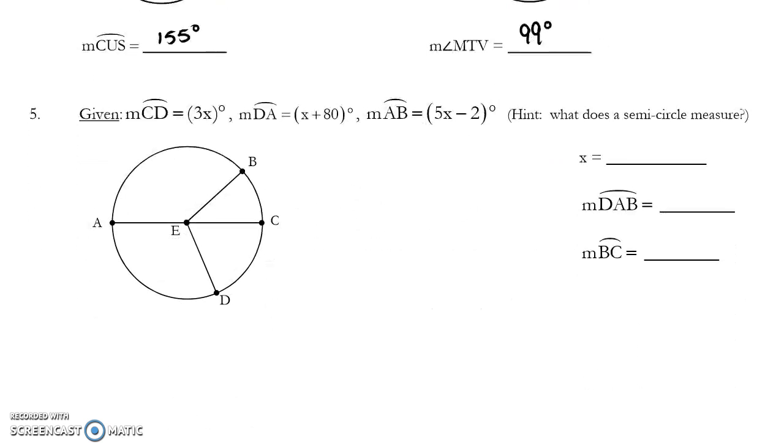Number 5 is much closer to what your test and quiz is going to look like. We will have problems very similar to this on your test and quiz. The major hint here is, what does a semicircle measure? So the major idea here is recognition that a semicircle is 180 degrees. With that clue, go ahead and see if you can label all the things accurately here, and then solve for X, arc DAB, and arc BC.